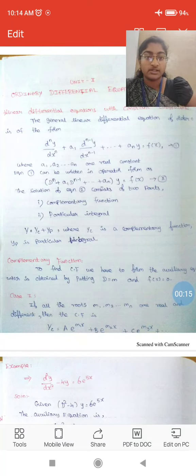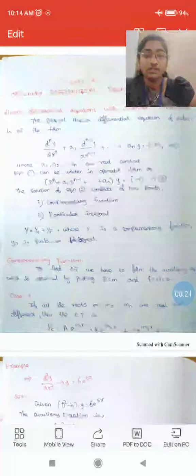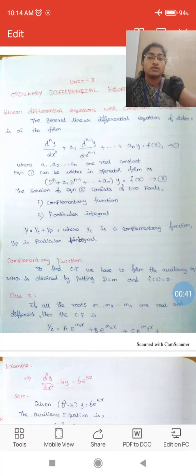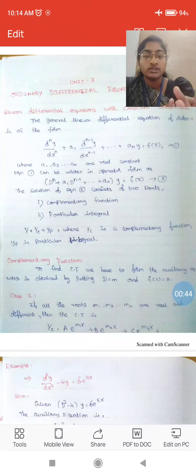The general linear differential equation of order n is of the form d^n y/dx^n + a1 d^(n-1) y/dx^(n-1) + ... + an y = f(x). Note this is equation 1. Here a1, a2, ..., an denote real constants, and equation 1 can be written in operator form. So we are converting this differential form into (D^n + a1 D^(n-1) + ... + an) y = f(x), taking y as common outside.